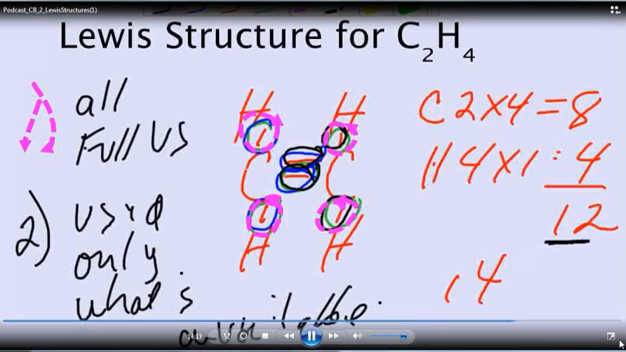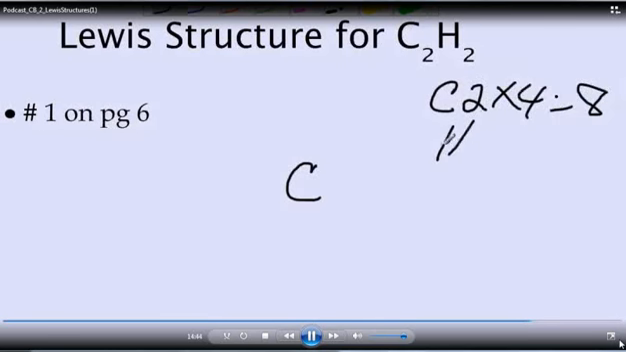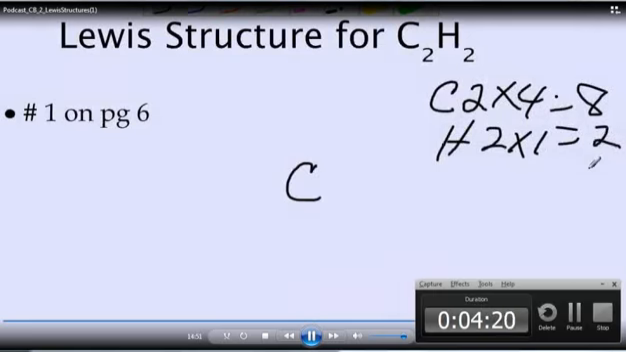This is actually the first one in your packet. This is on page 6, number 1. C2H2. Okay, so let's do this. First, let me add up the valence electrons. 2 carbons, each has 4 valence electrons, that's 8. I've got hydrogen, 2 atoms, each has 1, that's 2. I have 10 electrons.